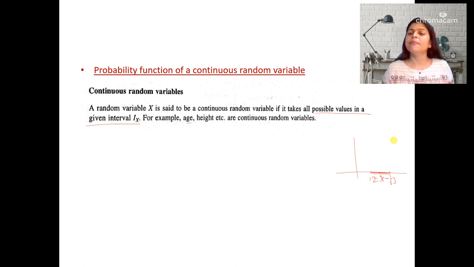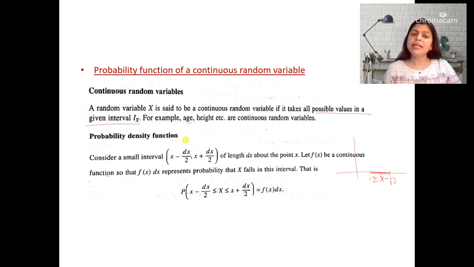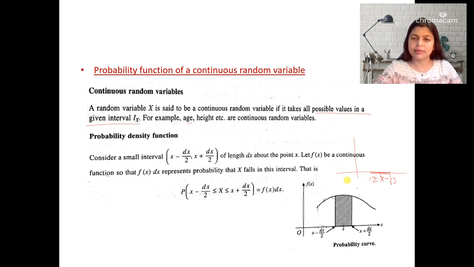And the corresponding probability we will get, and definitely this time we will not get a single point, we will get a function. So here, for the probability density function, you can understand it in this way. Let's consider a small interval as in this figure. Let's say this is x, and x minus dx by 2 and x plus dx by 2, so the length of this complete interval is dx. We have selected this small interval about this point x. Now let fx be a continuous function, say this is a continuous function fx. So fx dx represents probability, and what is it? It is giving me the complete area here.